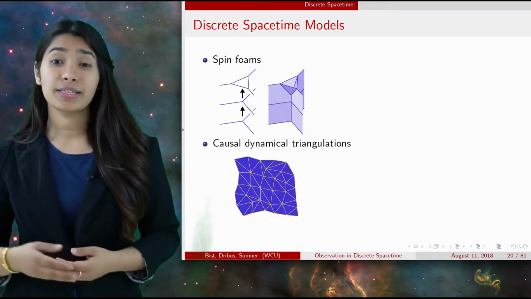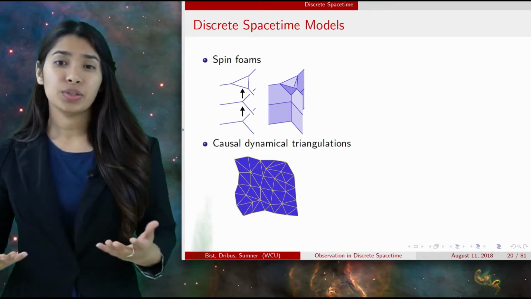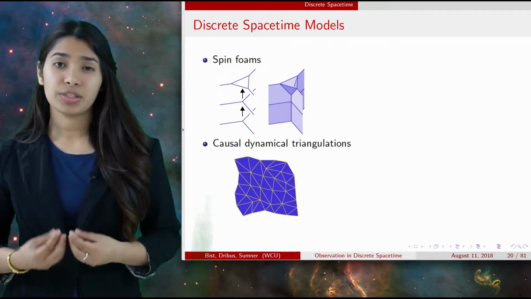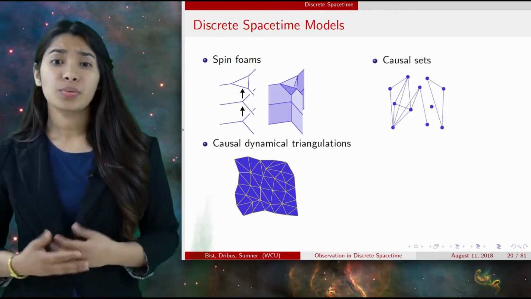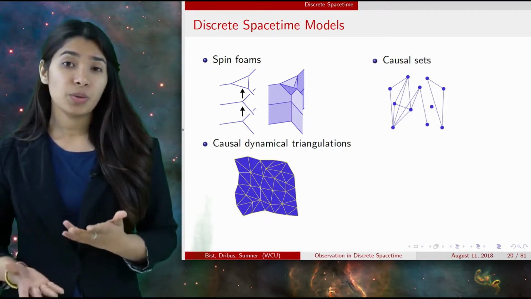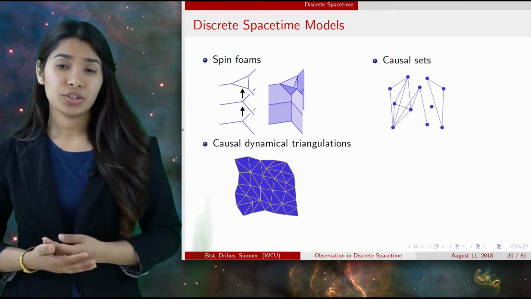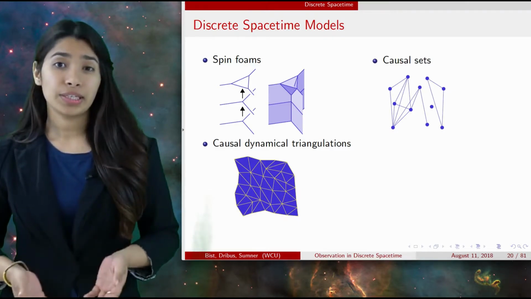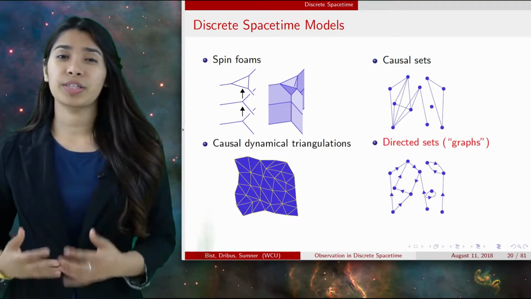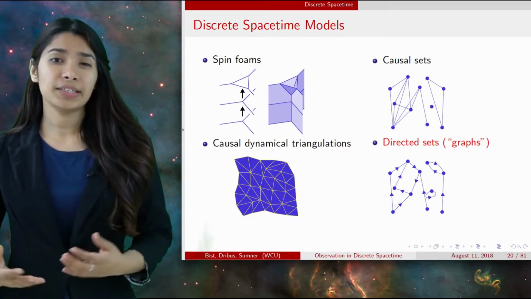Another model is causal dynamic triangulation, in which we build up a spacetime by gluing together small four-dimensional simplices. A third model, which we already mentioned before, is causal sets. They are simpler than spin foams or causal dynamic triangulation, since they do not involve any additional structure other than elements or relations. Fourth, we are going to work with a somewhat more general class of structures that are similar to causal sets but involve slightly different features.